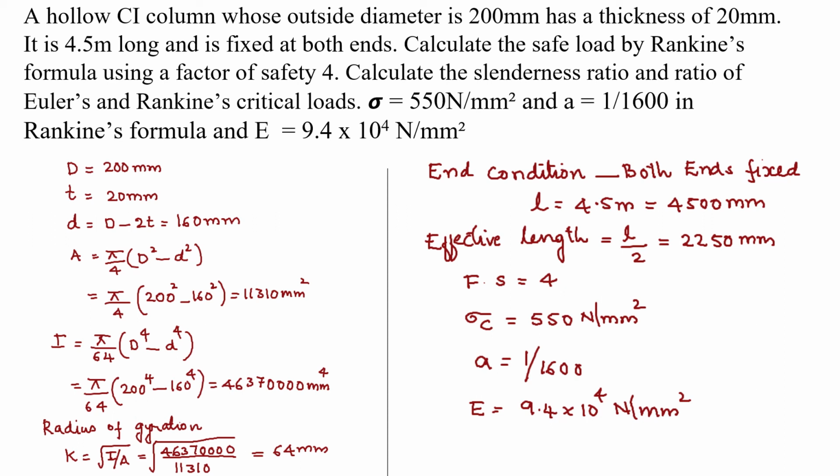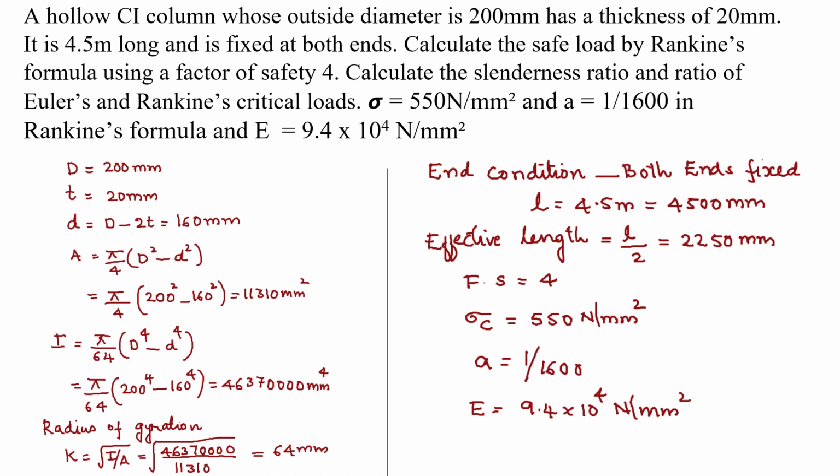From these values, we can find out the area of cross-section of the column, pi by 4 into D square minus d square, that is 11310 mm square. And the moment of inertia of the section is pi by 64 into D raised to 4 minus d raised to 4, and the value is here. And radius of gyration is given as k is equal to root of I by A, which is 64 mm.